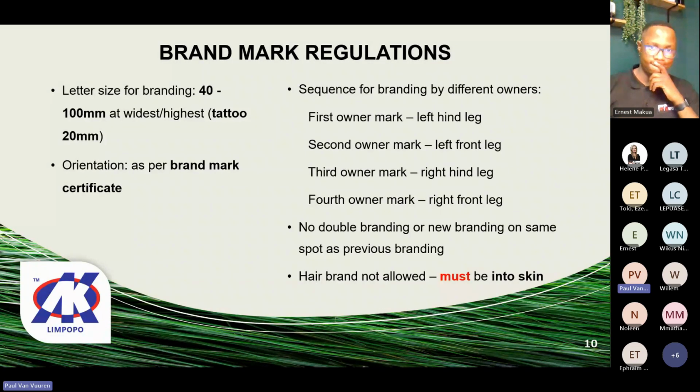The letter size of the brand marks can differ from 40 millimeters to 100 millimeters. What some farmers do, like Very Clark, he takes the small letters and he brand marks his calves with small letters, the 40 millimeters. So as they grow, the mark also grows. I can just say the sequence for branding by the different owners. The first owner marks on the left hind leg.